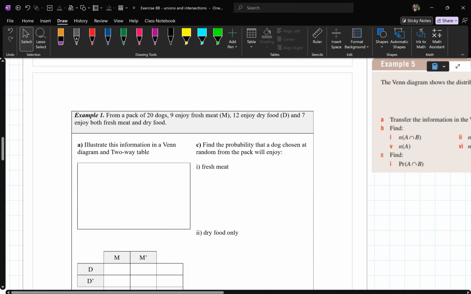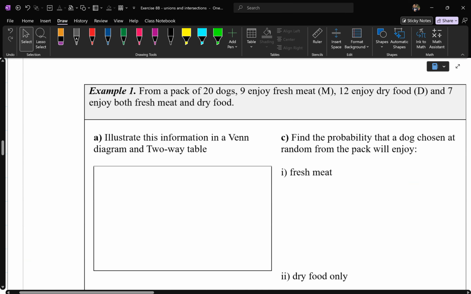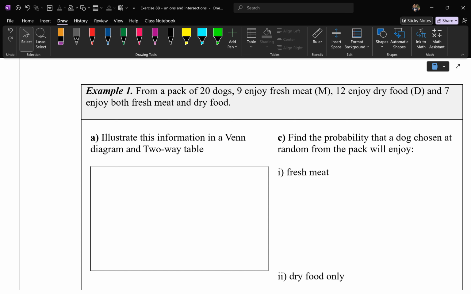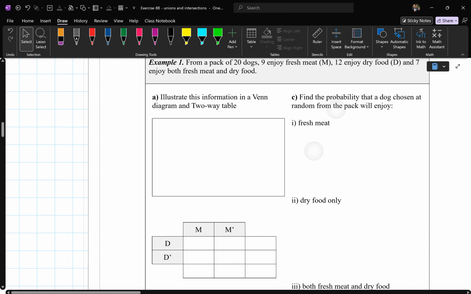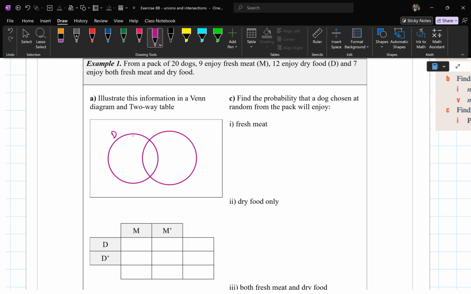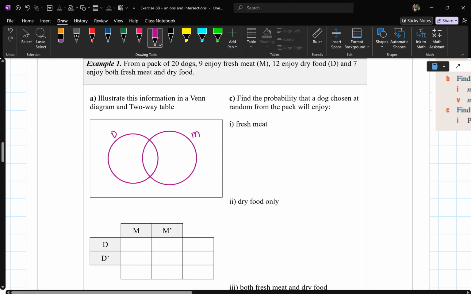So here's an example. From a pack of 20 dogs, 9 enjoy fresh meat, 12 enjoy dry food, and 7 enjoy both fresh meat and dry food. Illustrate this information in a Venn diagram and two-way table. I've got a two-way table there, and I like to do two-way tables first, but you can draw the 2 circles yourself if you want, and call them D for dry food, and M for fresh meat.